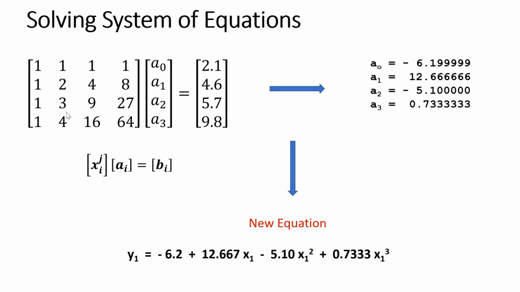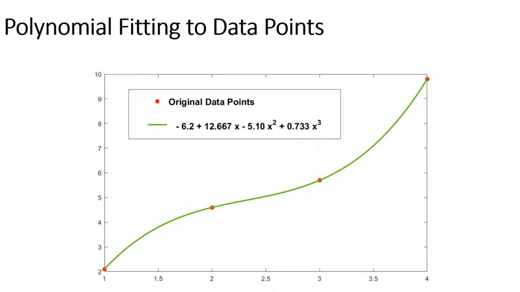So we end up with a system of 4 linear algebraic equations, and we can solve the equations by any of the previous techniques discussed, for example, Gaussian elimination, to find the unknown coefficients. Once the coefficients are determined, we can write the polynomial equation. The new equation fits as it passes through the four original data points.